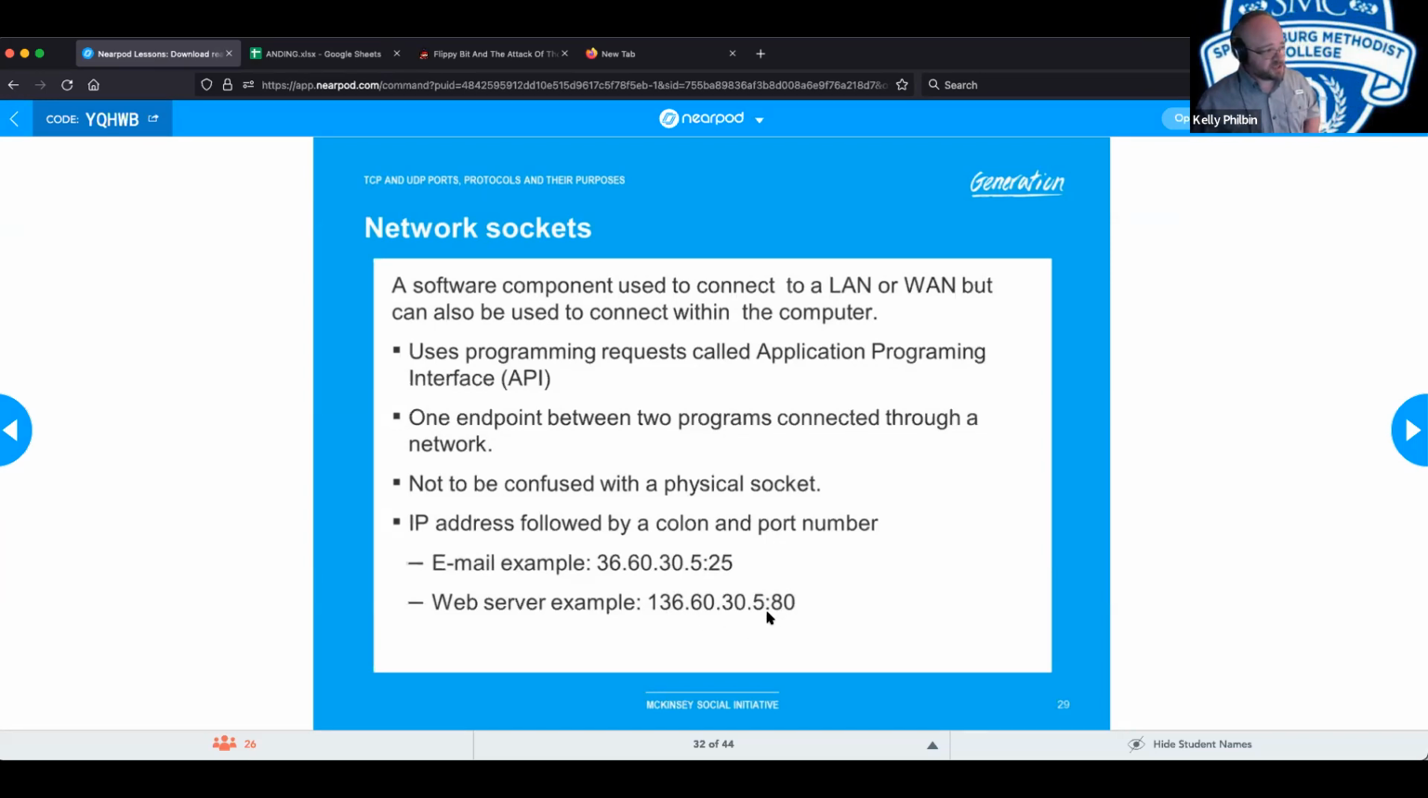Web server example would be this one down here: 136.60.30.5, a colon, and our HTTP port is port 80. So this would let it know, when that computer receives it, oh, you want to communicate with port 80? This is a web server. Boom, I know where to send it. So the ports let the computers know how they're going to be talking to each other, what they're going to be talking about.